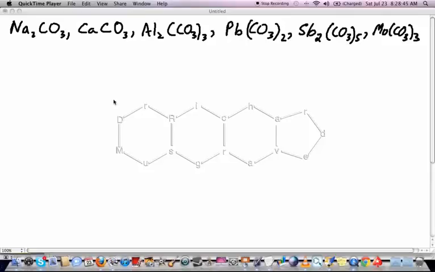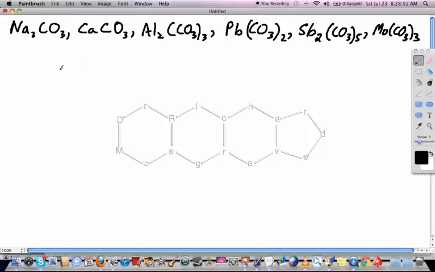I'm now going to look at metal carbonate decompositions. The general formula for a metal carbonate decomposition is as follows. We've got a metal, which I'm going to call M, and we'll have a carbonate here, and when it's heated it turns into a metal oxide plus CO2.